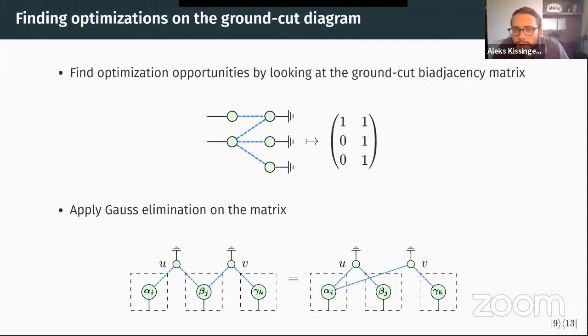Okay, maybe as a final question, John van de Wetering says, really cool stuff. Is the procedure powerful enough to, for instance, fully reduce a quantum teleportation algorithm or dense coding, I guess, to the identity wire?